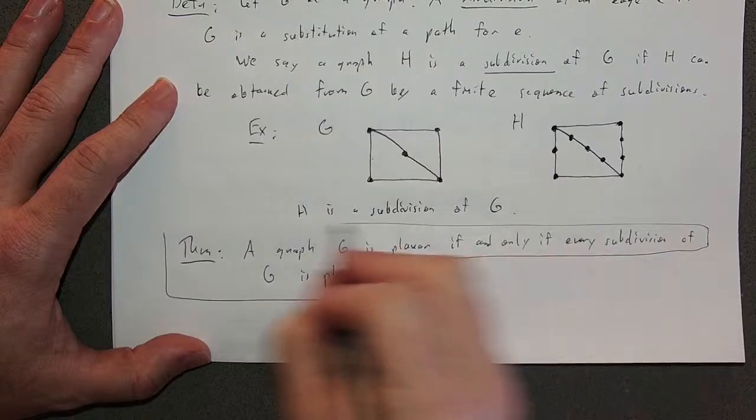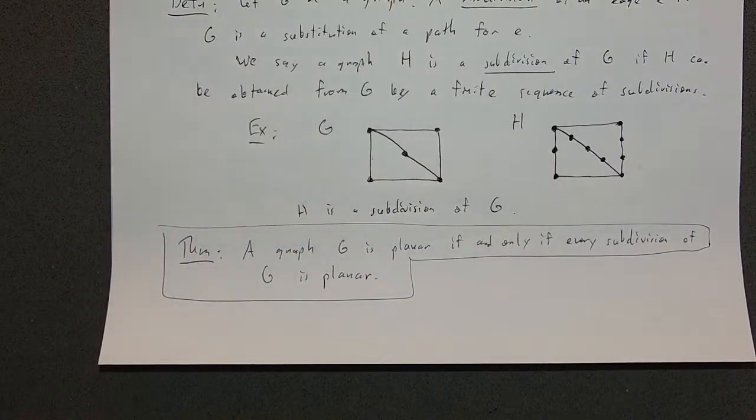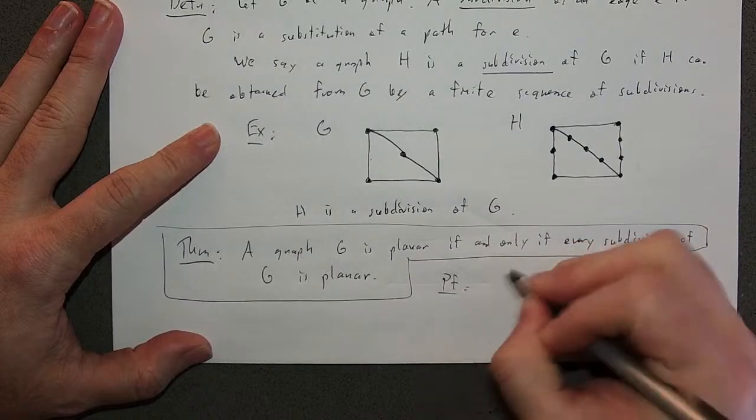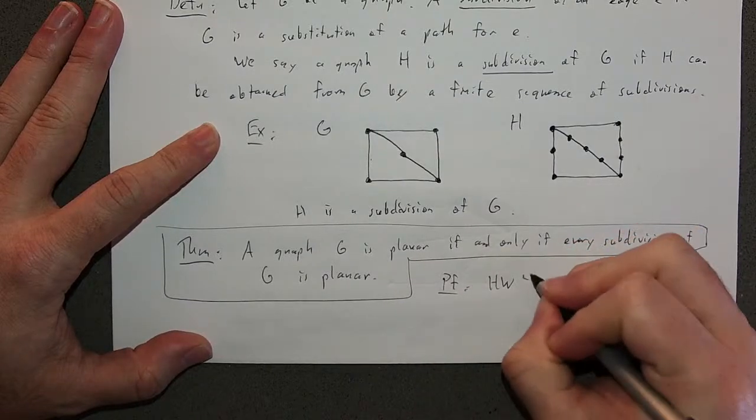So you can think about one of the directions here is almost obvious. You can think about whether the other direction is obvious and what you'd have to prove to say this. So this proof is going to be in homework 4.